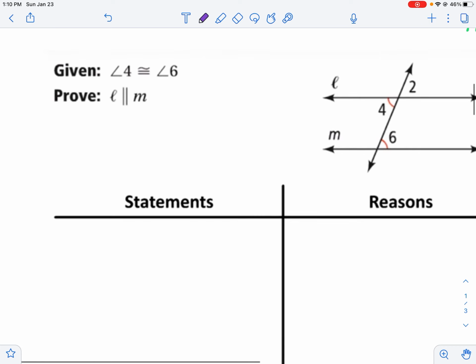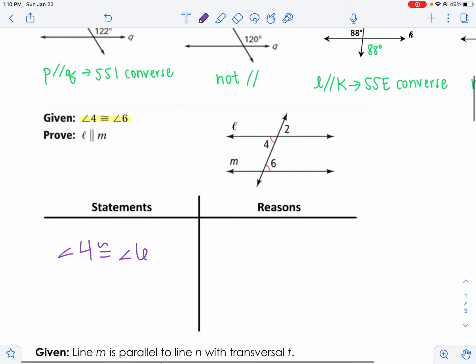It doesn't matter the proof. They're always going to start with the given. So this gives me this information. Angle 4 is congruent to angle 6. So that's how I'm going to write it. Angle 4 is congruent to angle 6. That's my statement. What's the reason? Well, they gave it to me. It was given to me.